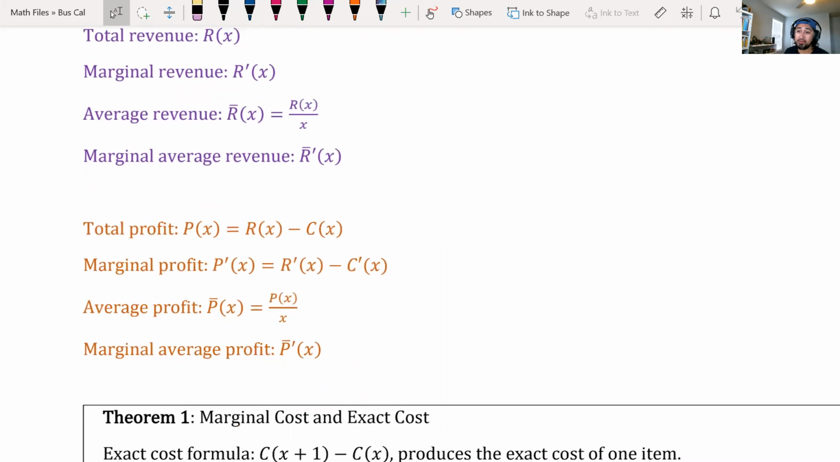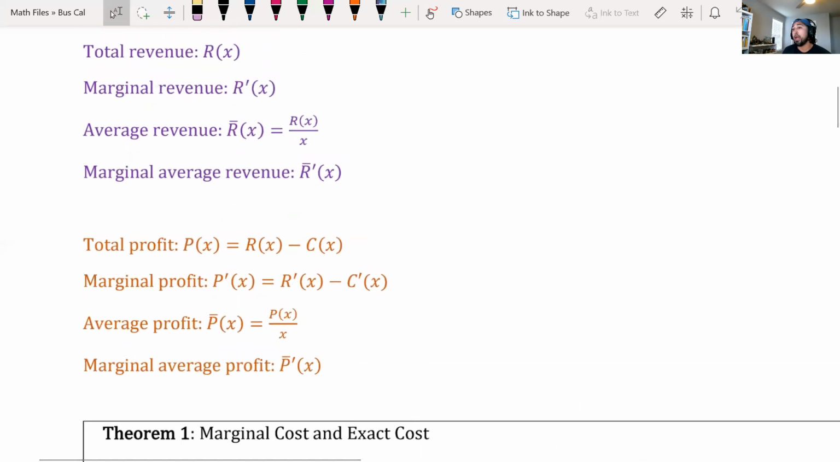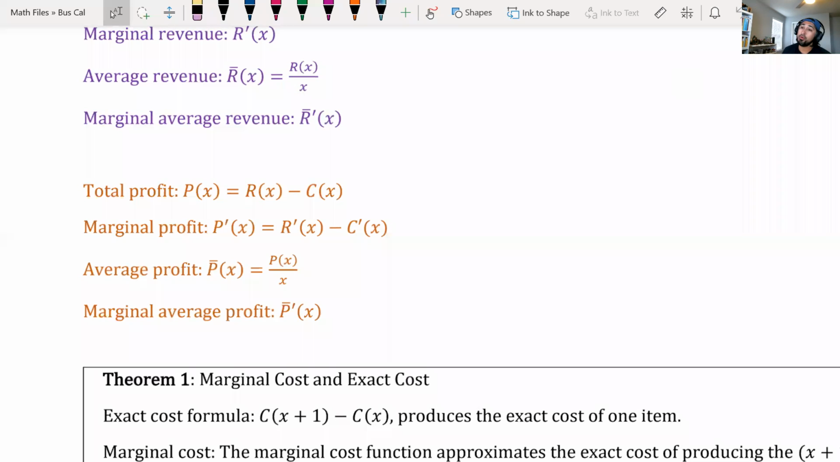We know profit is made by doing the revenue minus the cost function. The derivative of profit is P prime, which can also be given by the derivative of revenue minus the derivative of cost. And then there's also average profit, P bar of x, and P bar prime of x, the derivative. Okay, so we are dealing with marginal revenue, and we're going to deal with average revenue, average cost, profit, all the functions today.